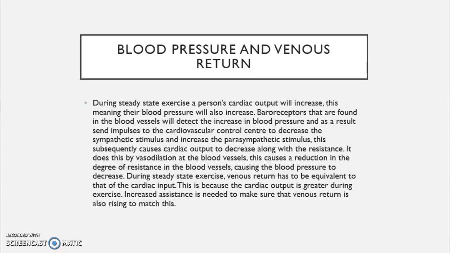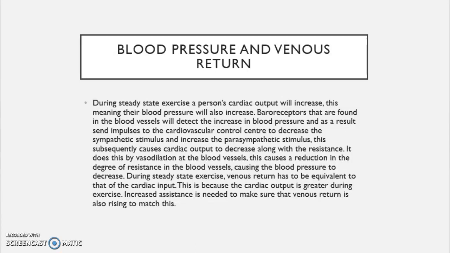So basically, during steady-state exercise, a person's cardiac output will increase, and as a result, their blood pressure will also increase. So baroreceptors, which are found in the blood vessels, detect changes in pressure, and these will pick up the increase in blood pressure, and as a result, impulses will be sent to the CCC, or cardiovascular control center, in the medulla oblongata, and what this signal will do is decrease the sympathetic stimulus and increase the parasympathetic stimulus. So cardiac output will decrease along with the resistance.